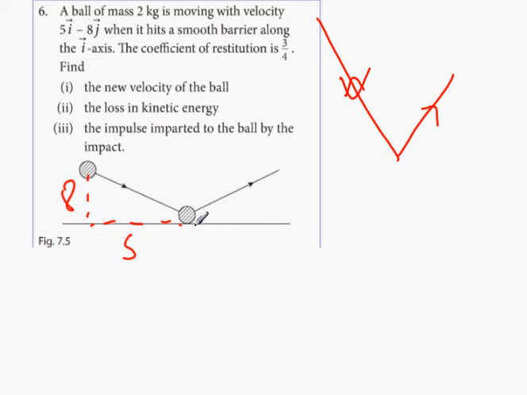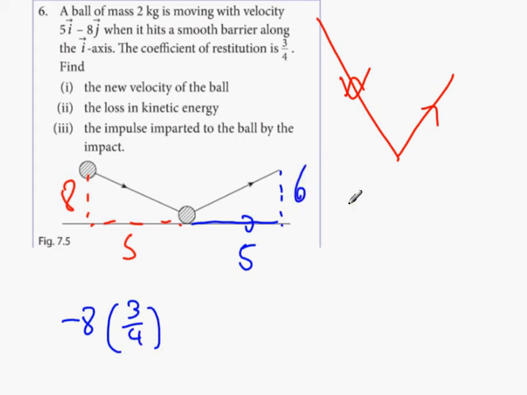Can anybody tell me what happens on the way out? What's the velocity along the i-axis on the way out? 5. And what happens to the 8, or the -8 so to speak? Gets multiplied by 3/4. Direction gets reversed. So the velocity on the way out is 5i plus 6j. No bother there, okay?